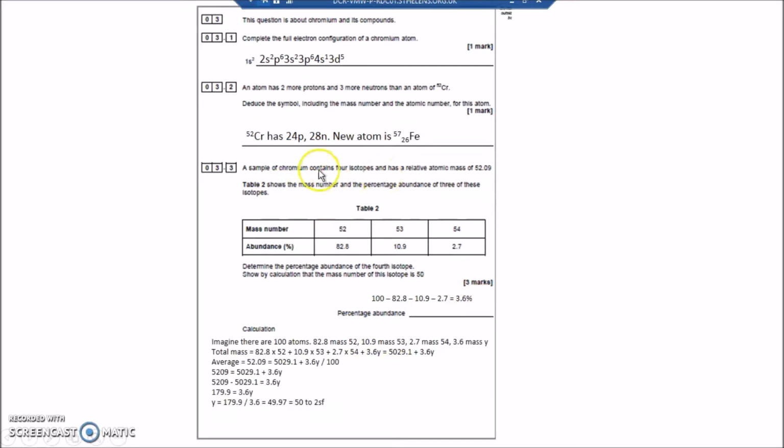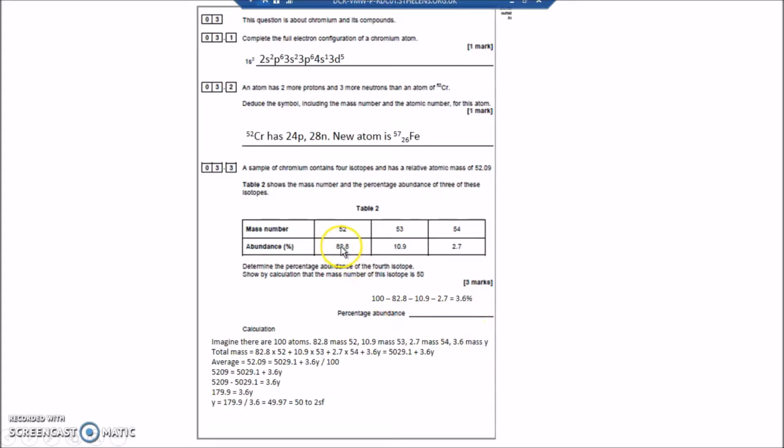Now it's asking, after the percentage abundance, show by calculation that the mass number of this isotope is 50. So we've got to prove that it's 50. Okay, so let's first of all imagine that we had 100 atoms. 82.8 particles out of the 100 have a mass number of 52, 10.9 out of the 100 have a mass number of 53, 2.7 out of the 100 have a mass number of 54, and 3.6 out of the 100 have a mass number that I don't know. I'll call that mass Y.